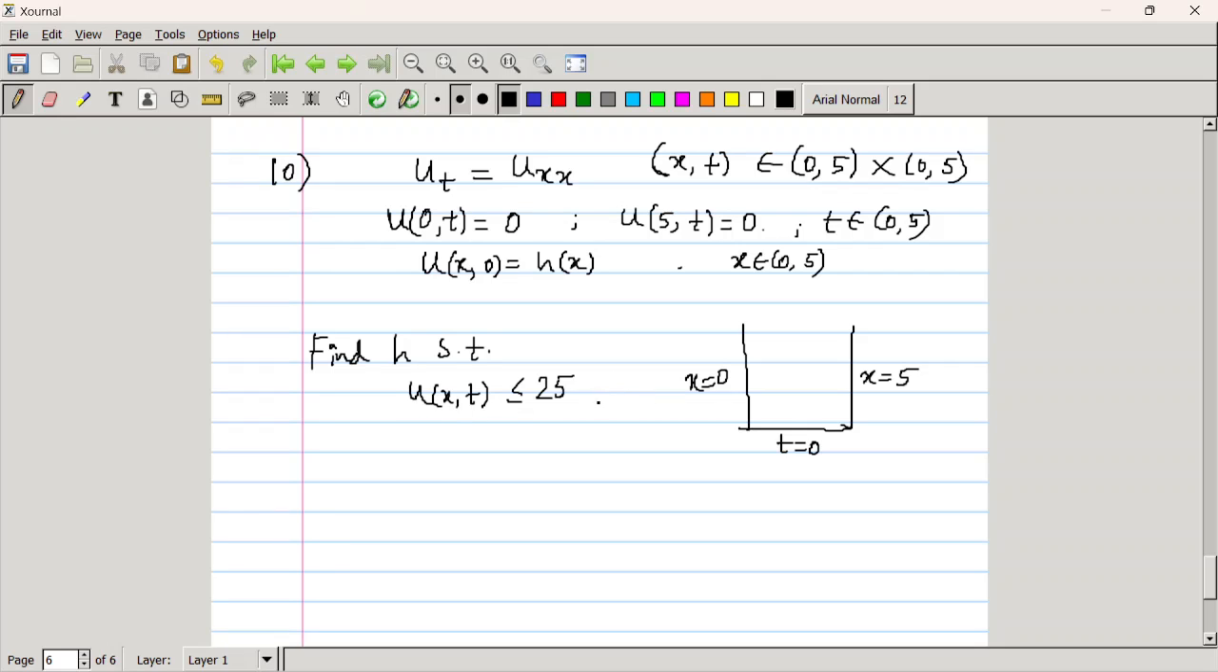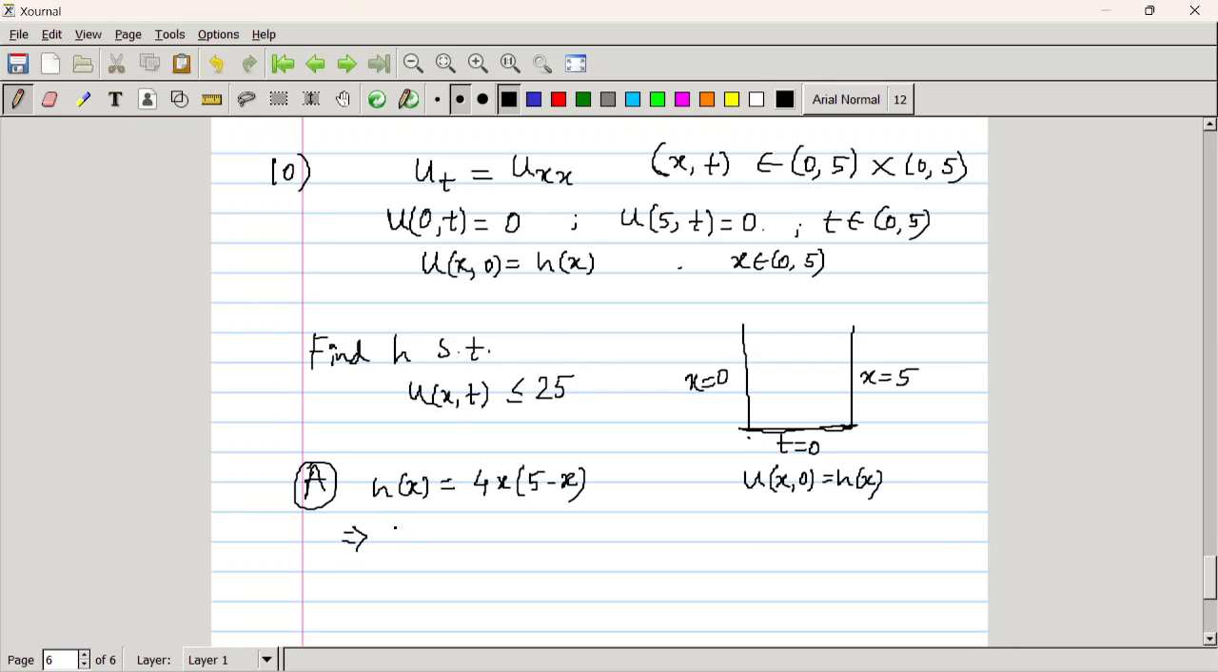This maximum value is the maximum value for u, because on the line t equal to 0, u has the value u(x, 0) equal to h(x). Now we have to find those functions h(x) which give the maximum value as 25. Option A is given: h(x) equal to 4x into (5 minus x). So how do we find the maximum value?